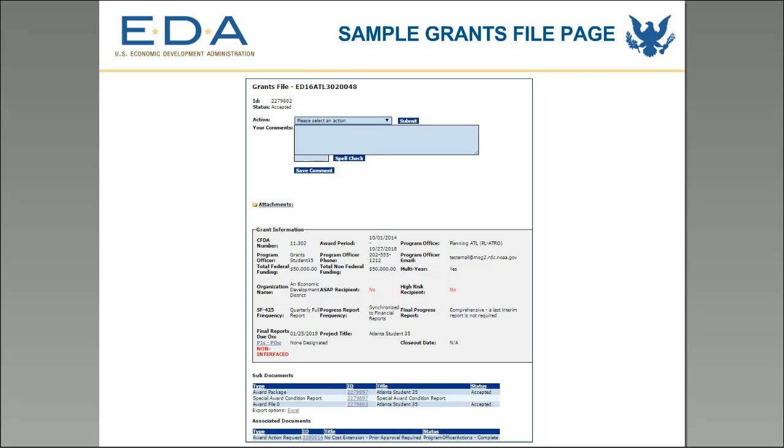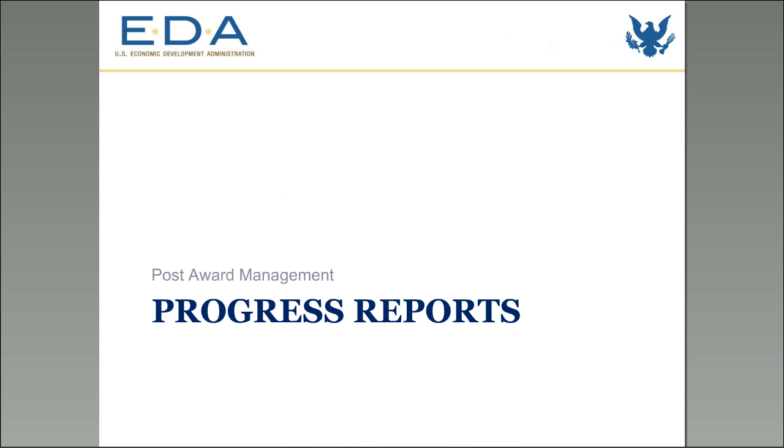If you would like to initiate some new action or some new request from EDA, that's typically done through the action drop-down box at the top of the page. And we're going to go through in this presentation some specific actions that you'd like to take, specifically submitting progress reports, financial reports, and award action requests. So first, progress reports.